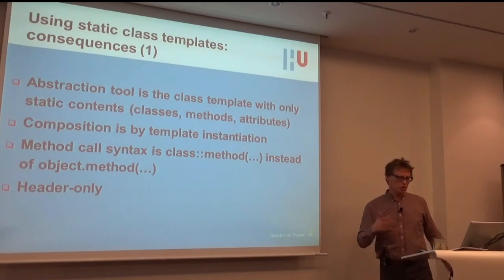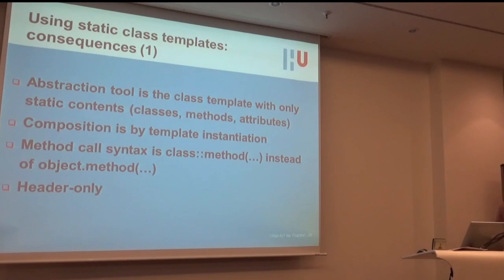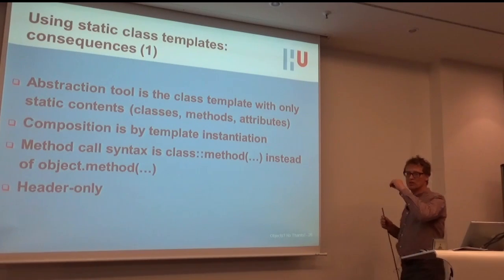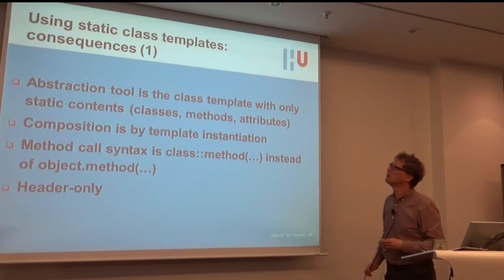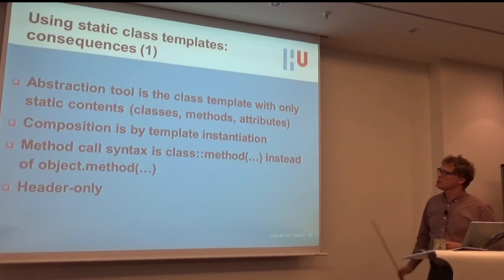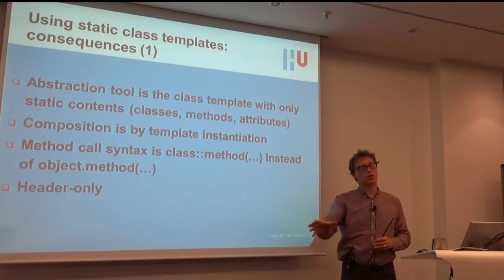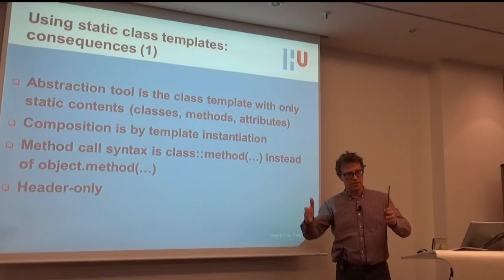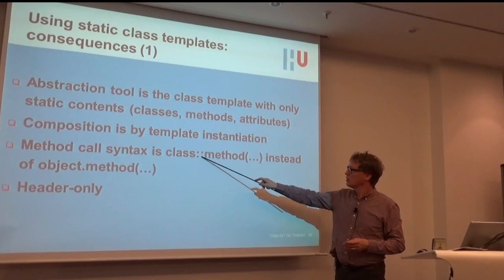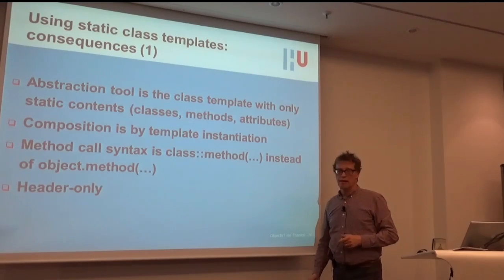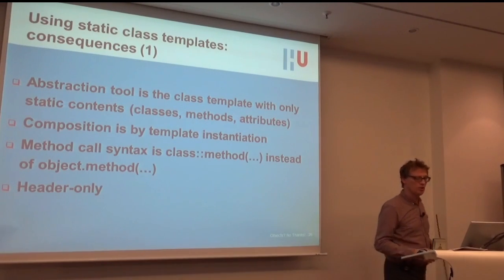It has some consequence in how you must program. Now the vehicle of abstraction is no longer a class with objects, but a static class template which is templatized to create the class which acts as object. The composition is by template instantiation, not by creating an object with a constructor, but by instantiating a new template with parameters. Your call syntax is class, call a method. And of course, it's templates. Everything is header only.